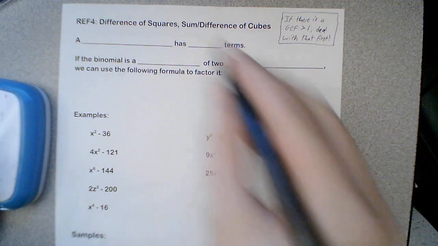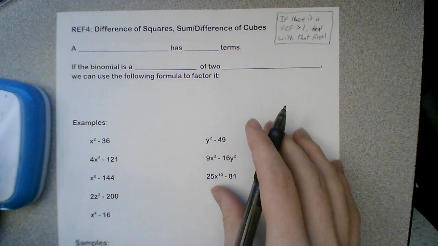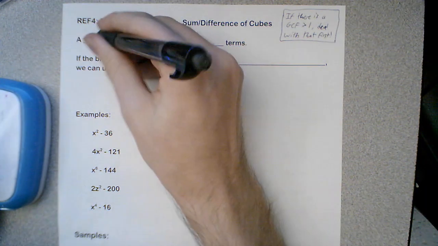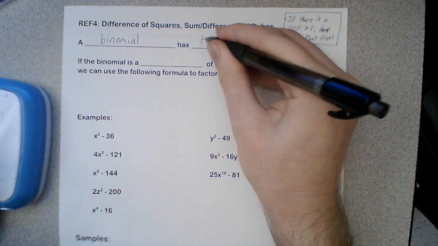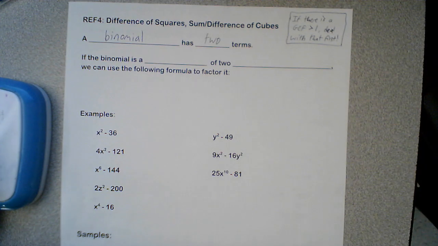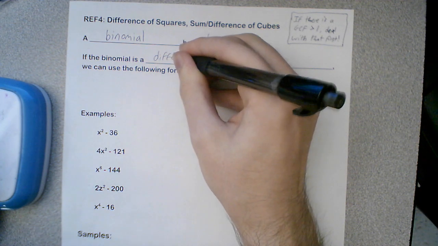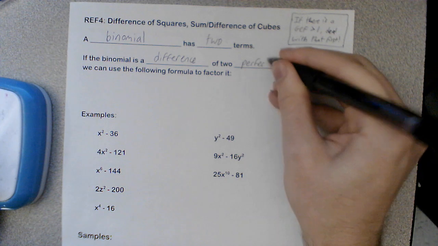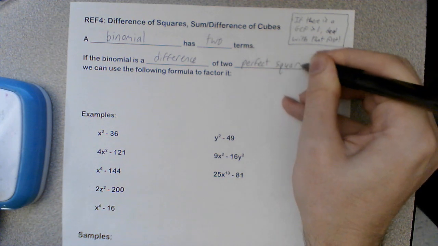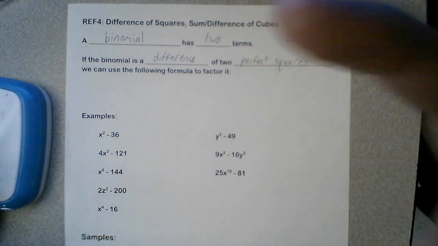Alright, after that, we're not just working with any polynomial now. This lesson was all about binomials. Binomials have two terms. And if the binomial is a difference, meaning it's subtraction, of two perfect squares, then we can use the following formula to factor it. Let me see if I can zoom in.